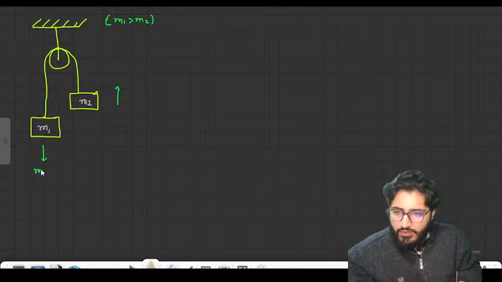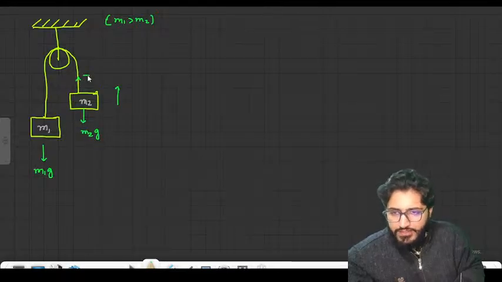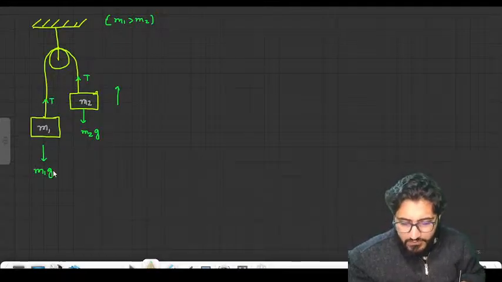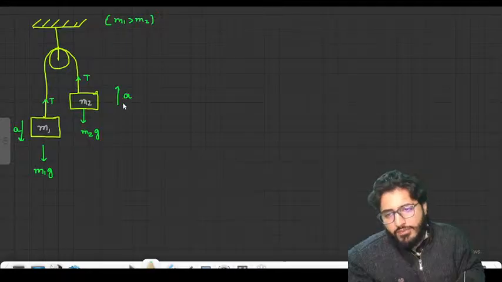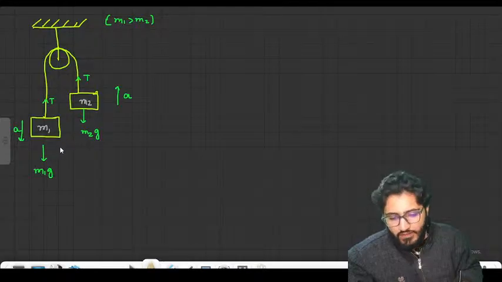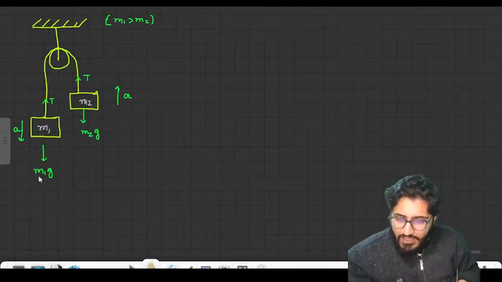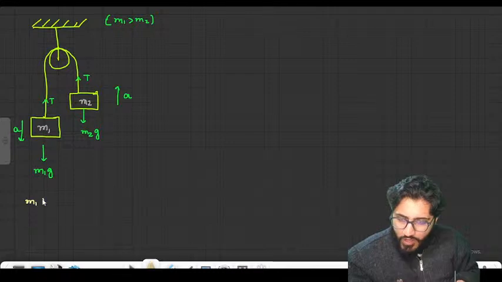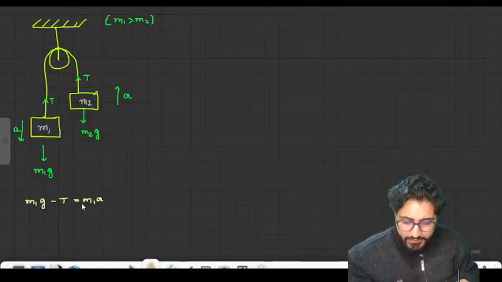The weight of this one will be m1g, the weight of this one will be m2g. Tension will be upwards. Done now? Look, so the acceleration of the one going downwards will be a, and the acceleration of the one going upwards will be a. Now make its equations. Equation for m1: can I write m1g minus T equals m1 times a?